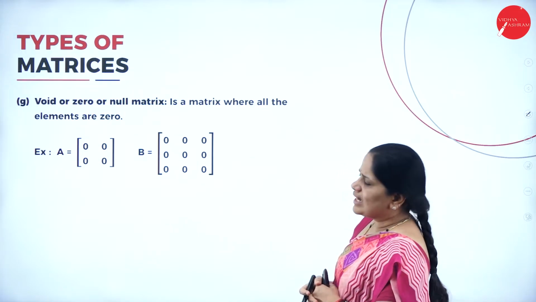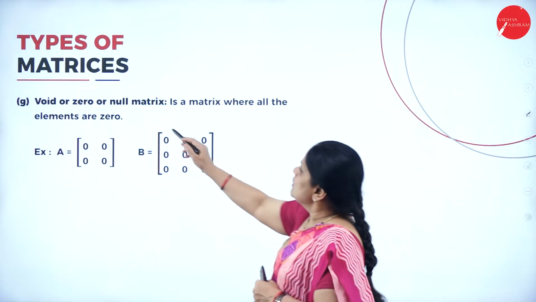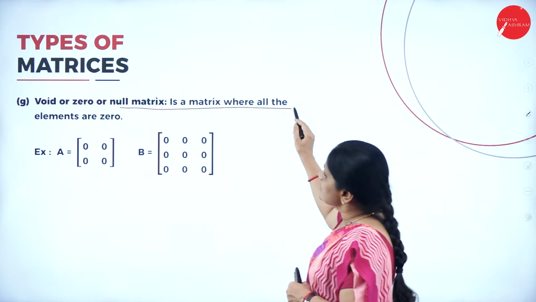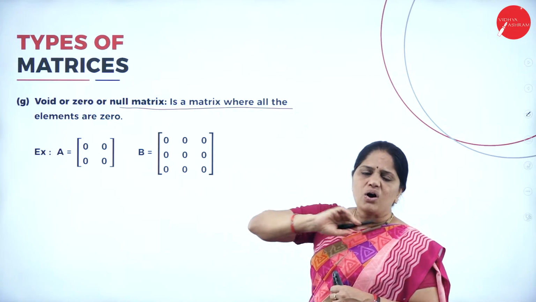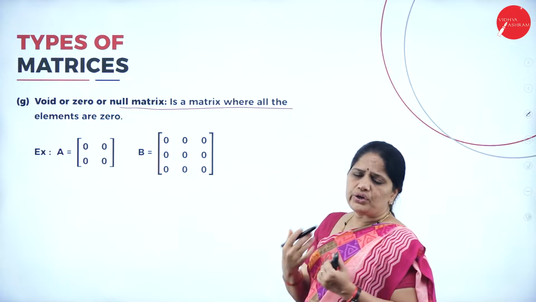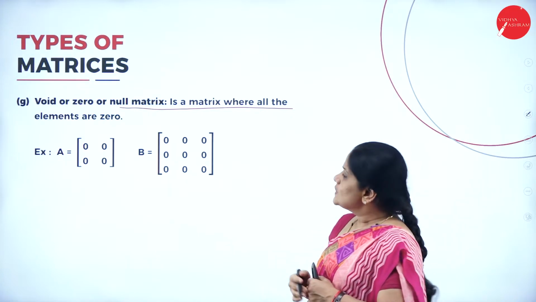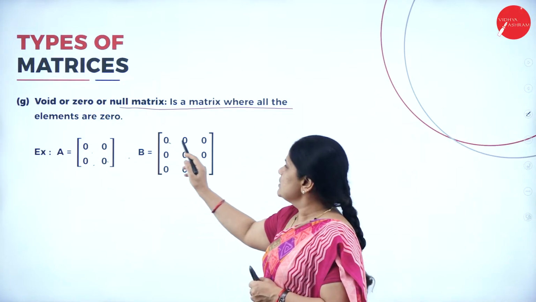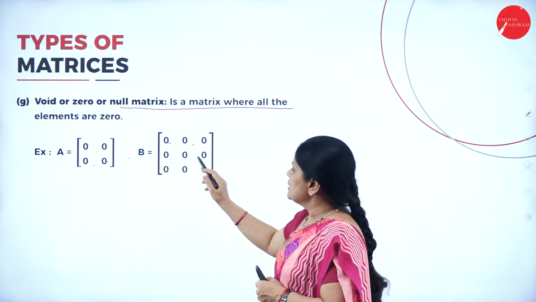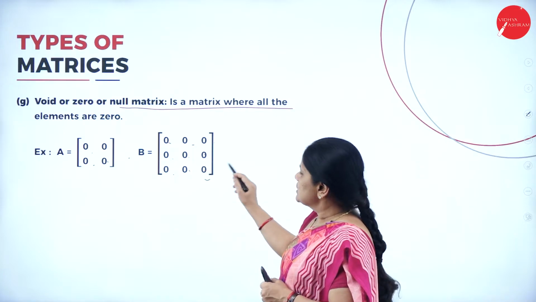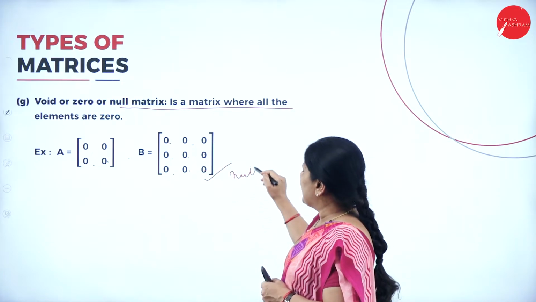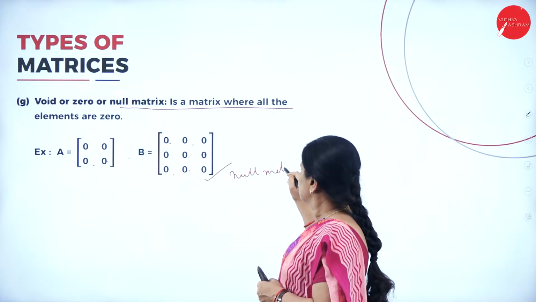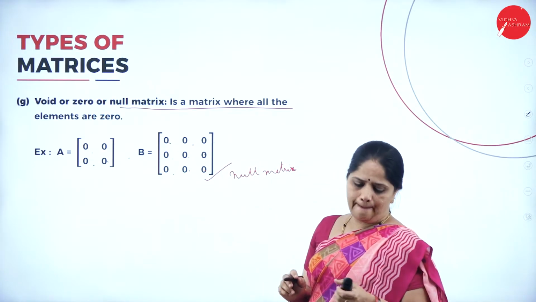Then the next one is the void or zero or null matrix. It is a matrix where all the numbers are 0. You don't have to bother about the order. So all numbers are 0. A equals 0, 0, 0, 0. B equals 0, 0, 0, 0, 0, 0, 0, 0, 0. So this is also a null matrix.